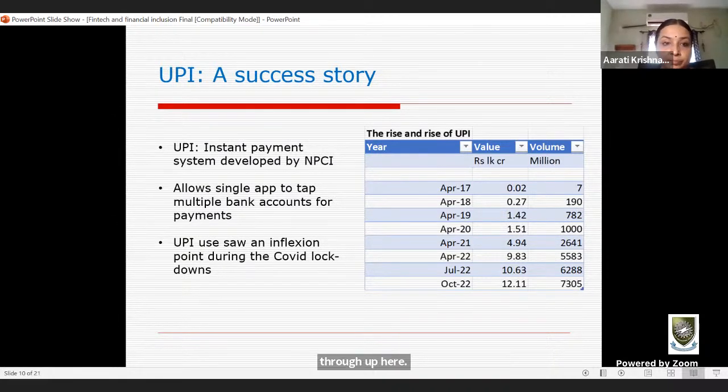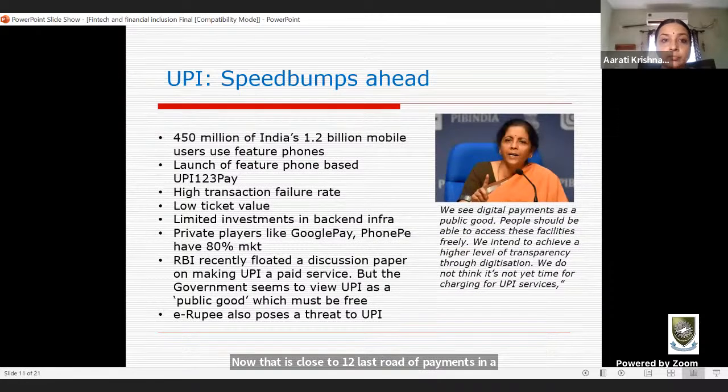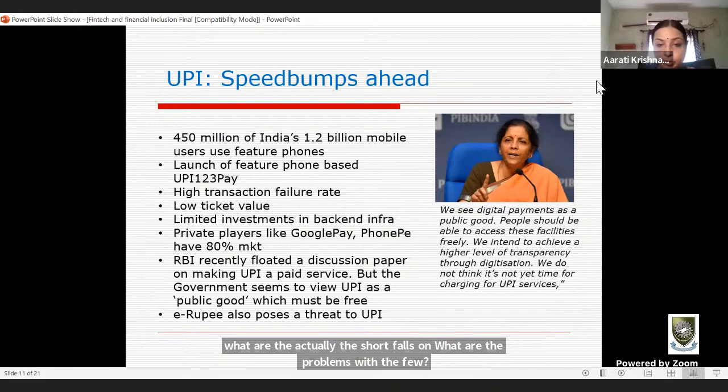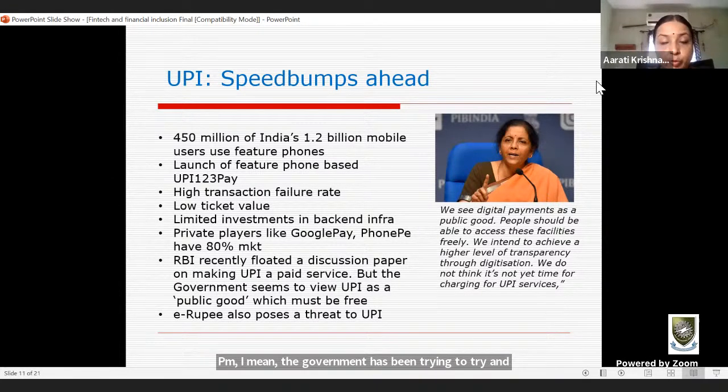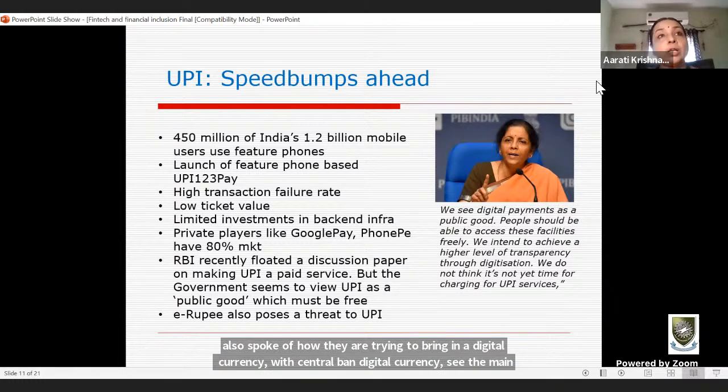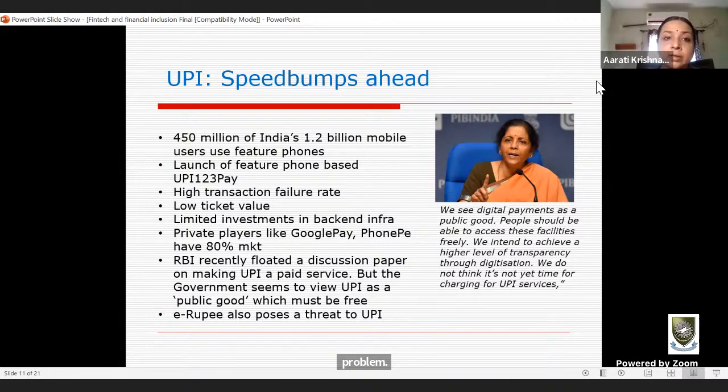But what are the shortfalls, what are the problems with UPI? The government has been trying hard to transition India to a less-cash economy or even a cashless economy. And Professor Narayana Swamy also spoke of how they are trying to bring in a central bank digital currency. See, the main problem in adoption of all fintech and also UPI is that 450 million of India's 1.2 billion mobile users are not smartphone users.